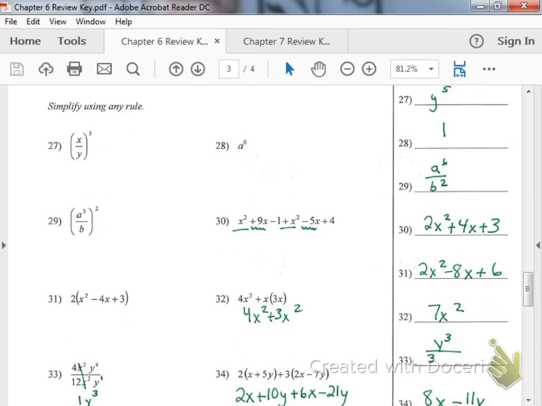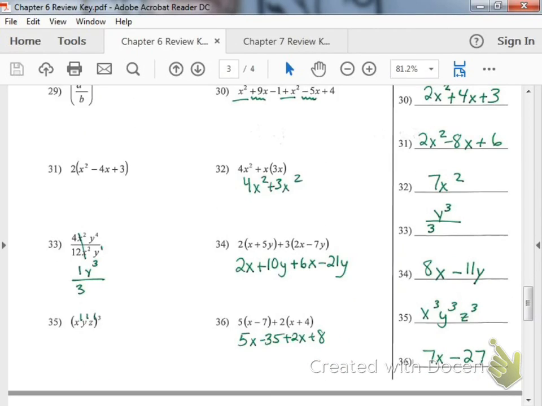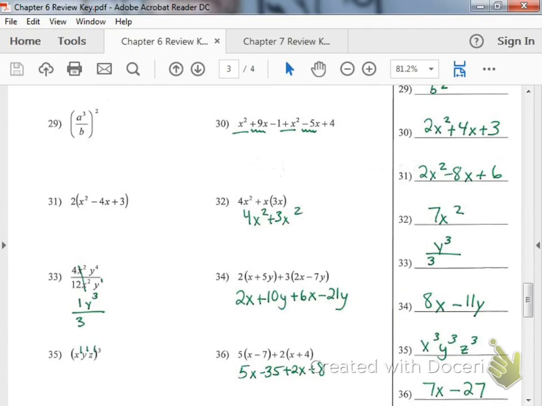Alright, I'm going to scroll just a little bit. So that should finish this page off for us. My last class was struggling a little bit with 36, so I'll just explain that just in case you guys feel the same way. You have to distribute first to get rid of the parentheses. So you're distributing the 5 to the x and to the 7. Then you're distributing the 2 to the x and to the 4.